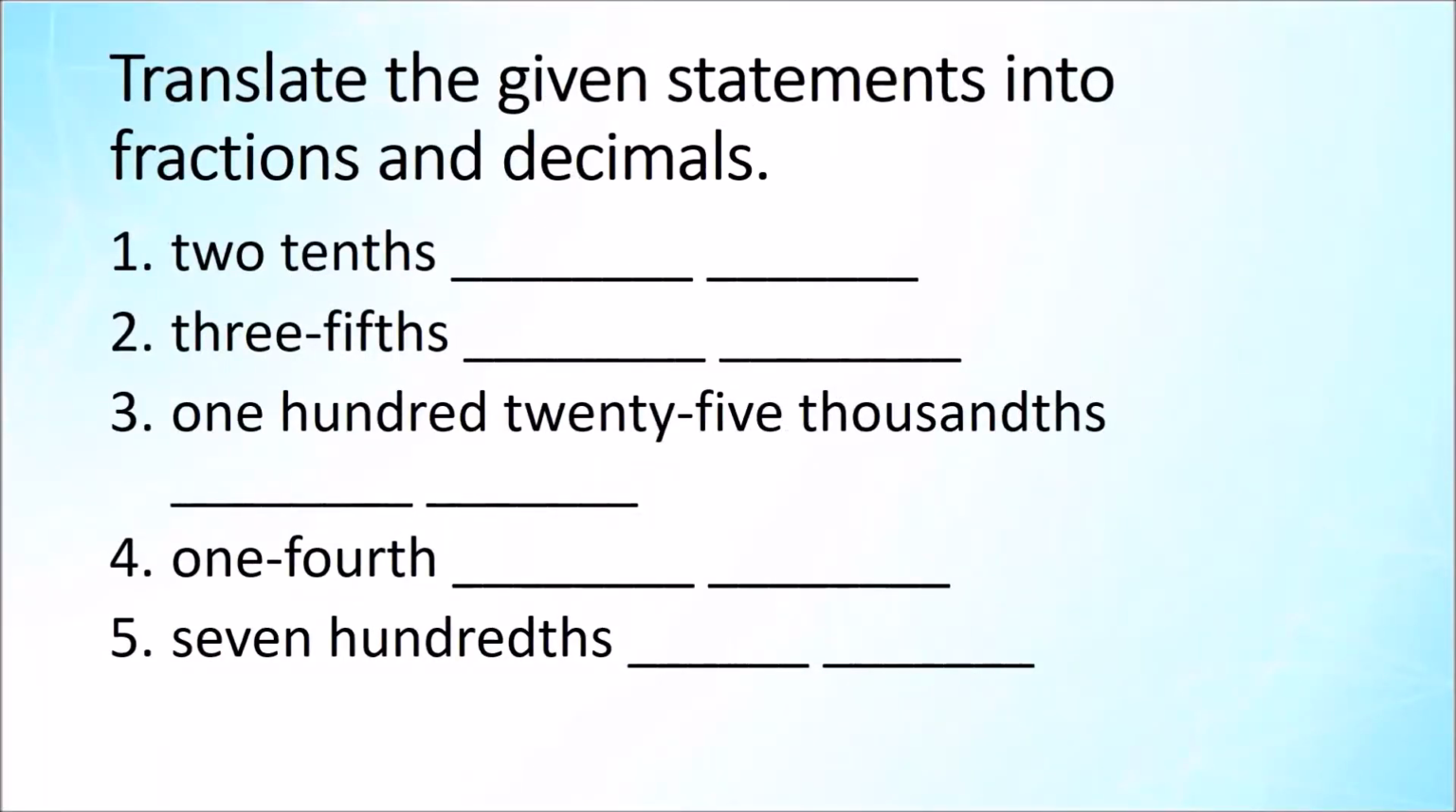Now, in our learning task, there is no label of learning task 1 there, but we can consider it as learning task number 1. Translate the given statements into fractions and decimals. So the first is into fraction and the second is into decimal. Number 1 is 2/10. Number 2, 3/5. Number 3, 125 thousandths. Number 4, 1/4. And number 5, 700ths. So, 2 answers for every number. Fraction first, then decimal.